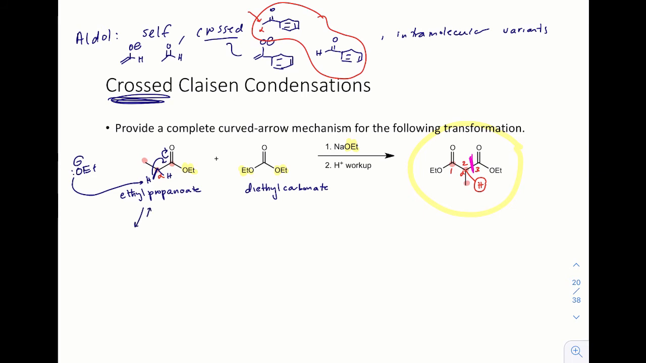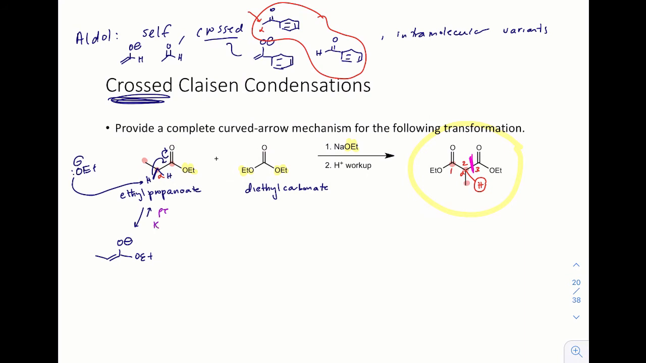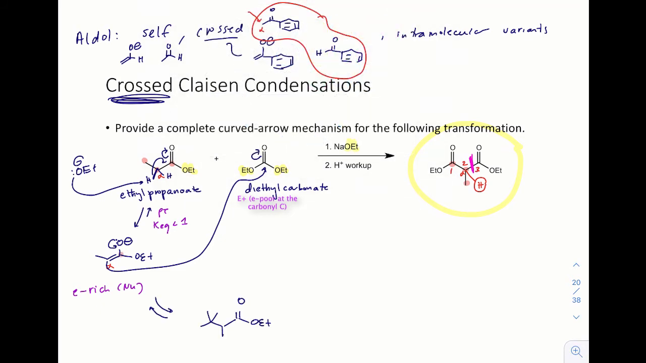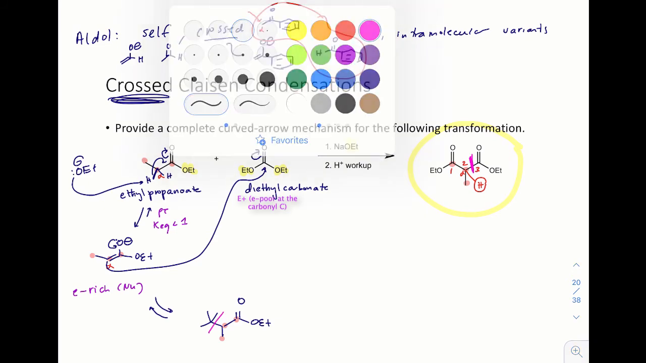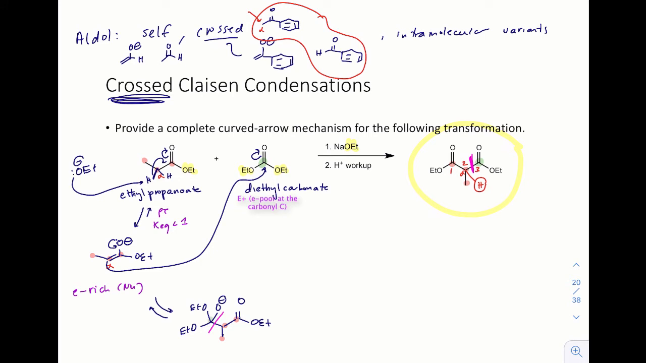So that generates this ester enolate. Even though the equilibrium constant is much less than 1, it is still generated in appreciable concentrations, or at least enough to continue reacting. So it is going to react with the diethyl carbonate in a nucleophile addition step. That nucleophile addition step generates the key carbon-carbon bond. There it is. And we'll fill in everything else here. Here's a carbonyl carbon of diethyl carbonate.